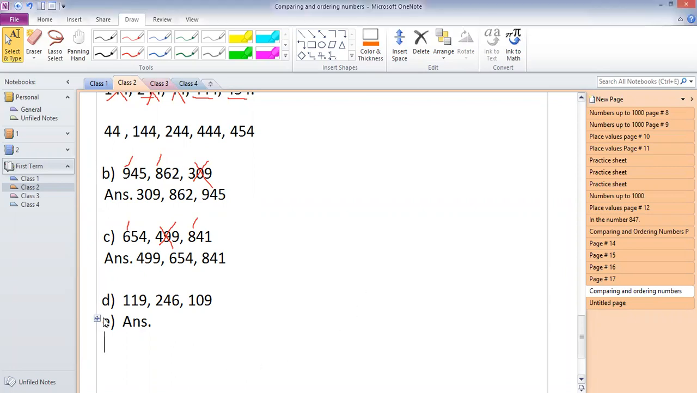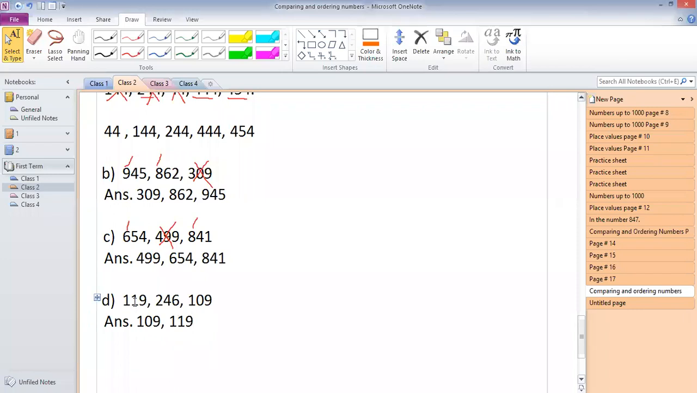All right, guys, I'm going to write the answer for that. And Amjad Abdullah, very good. So, guys, this is 100. This is 200. So 100 is smaller than 200. 1 is smaller than 2. But this is also 100. So I have to find out which value I should write first, 119 or 109. Because the hundreds are the same, I will check the tens. This is 1 and this is 0. So 0 is smaller than 1. So I will write 109 first. Then I will write 119.